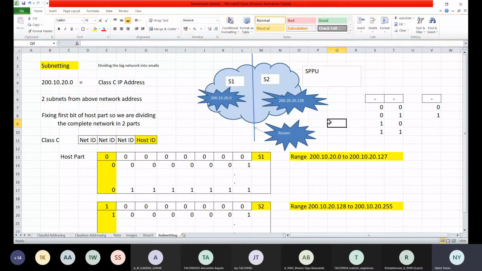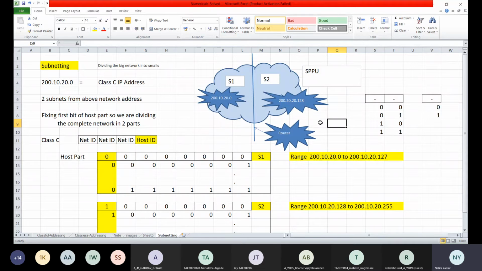And that's the reason we say that the first address will not be allocated to any host. The first address will be allocated to identify the network ID. So that is going to be my network ID. Now, the last address is used for broadcasting. The last address is going to be used for broadcasting.